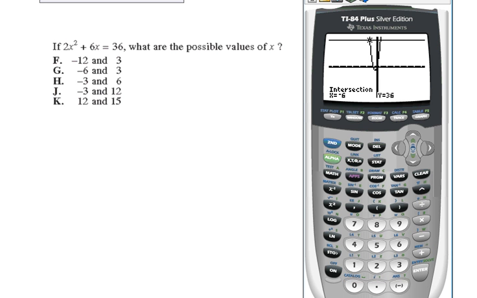Now in this question, all they care about are what of our possible x values. So I know one of my x values is at -6. From here, I don't need to go any further to find out what that other intersection point is, as there is only one answer here with -6. So your answer for this one will be G.